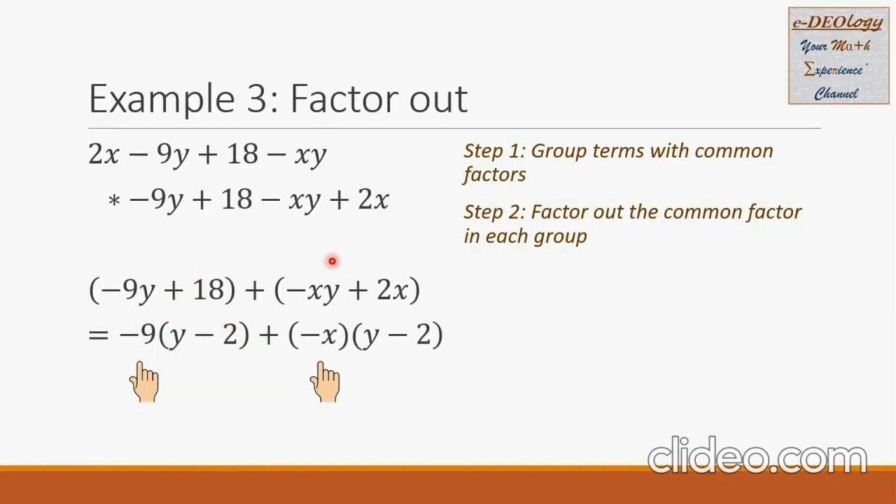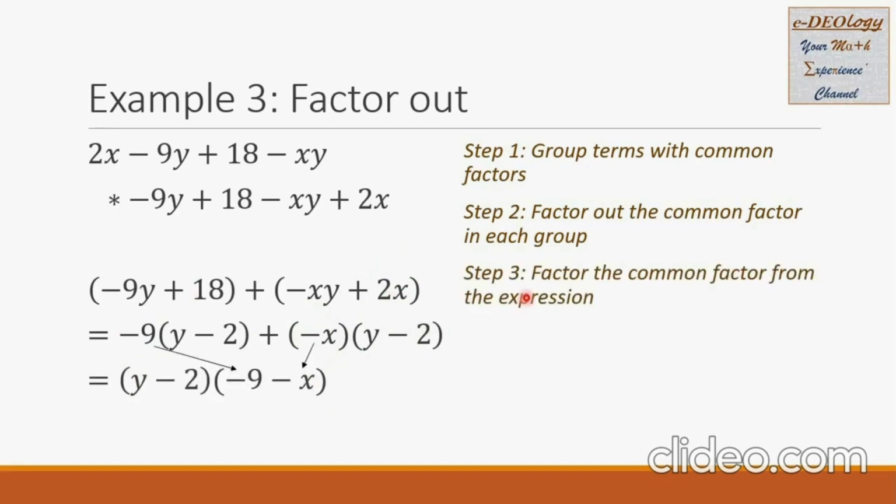Now for the second group, I want that y to be positive also, so I should factor out a negative x. So what remains here now is positive y and then negative 2. So let us check again if the factors are correct. I'm going to multiply negative x by y. It will be negative xy. The negative x times negative 2 will be positive 2x. So I'm sure now that these factors are correct for the second group.